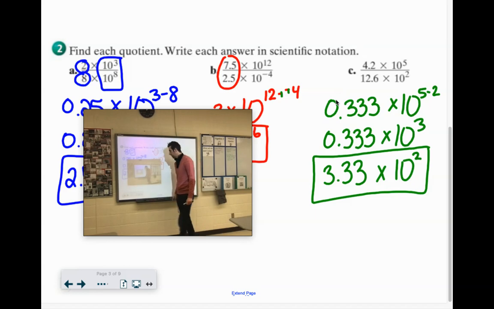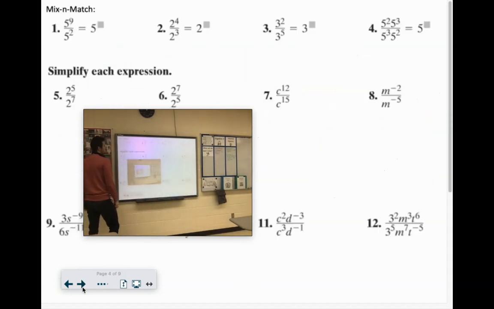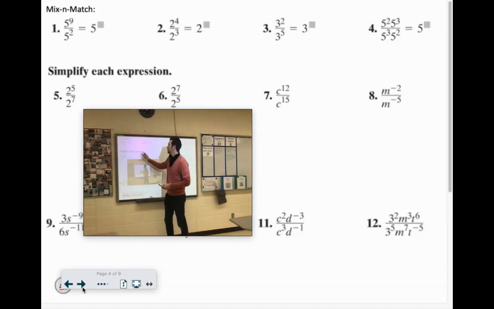Cool. What do we have now? Awesome, mixing and matching. 5 to the 9th over 5 to the 2nd equals 5 to the blank. We know we subtract them. So what's 9 minus 2? 7. 2 to the 4th over 2 to the 3rd. If we subtract those exponents, we would get 1.